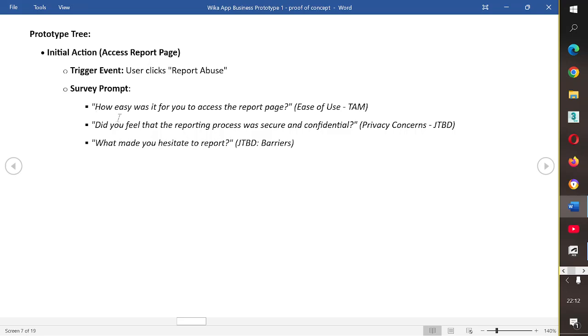The first question is, how easy was it for you to access the report page? Remember, one of the issues is that it should be easy. So we want to ask them how easy was it, and we'll give them maybe a scale to choose from. And did you feel the reporting process was secure and confidential? That's another issue you raised about privacy. So this is a key question we're asking as well. And then, what made you hesitate to report? Again, partly based on what you were saying, that there's a lot of hesitance. So we're asking so that we can now get data on what makes them hesitate.